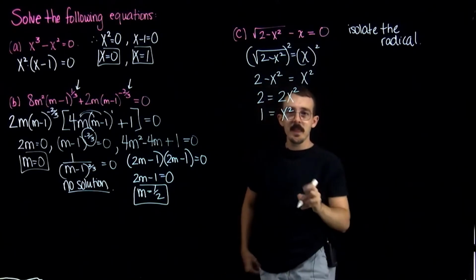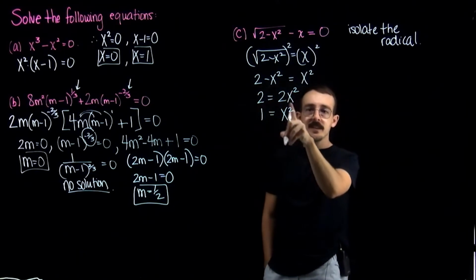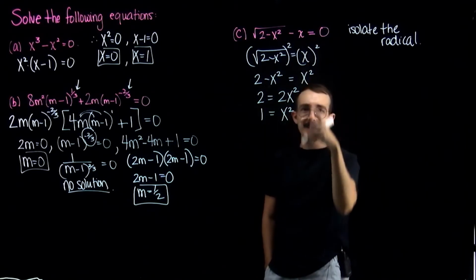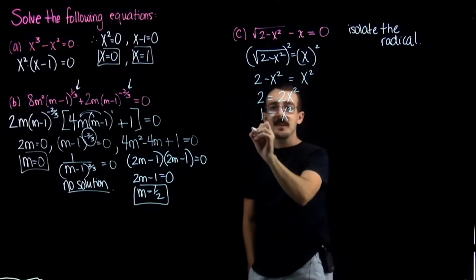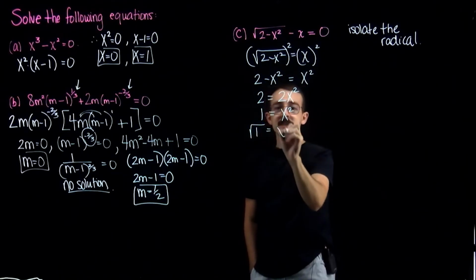So this leaves me with this. I'm going to take a square root of both sides to cancel the square. It's kind of like the opposite of what I just did before. So I get the square root of 1 equals x.